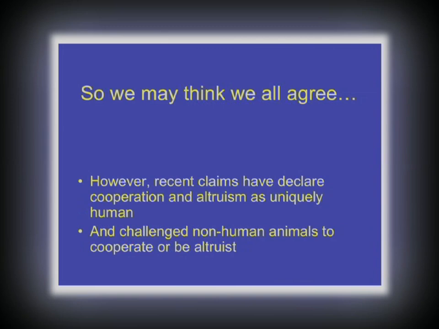Simply, we could say that we all agree, except that, as you may have already heard, it's not so easy. We all agree that cooperation and altruism are observed in animals and in humans. But more recently, there have been strong claims in the literature trying to declare that cooperation and altruism is uniquely human, or very special in humans, and that non-human animals would not be able to cooperate and be altruistic.